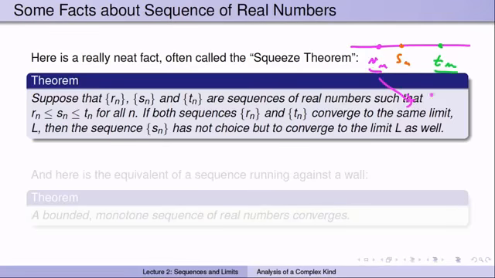So Rn converges to some limit, and Tn converges to some limit. And suppose it's the same number. Suppose they all converge to a limit L. Well, then Sn, who's stuck in between, has no choice but to converge to L as well. And that's what the squeeze theorem says.